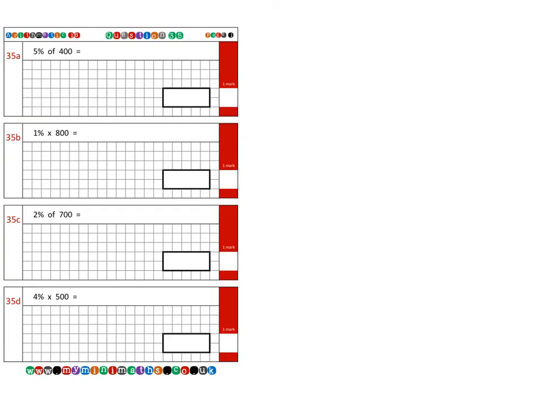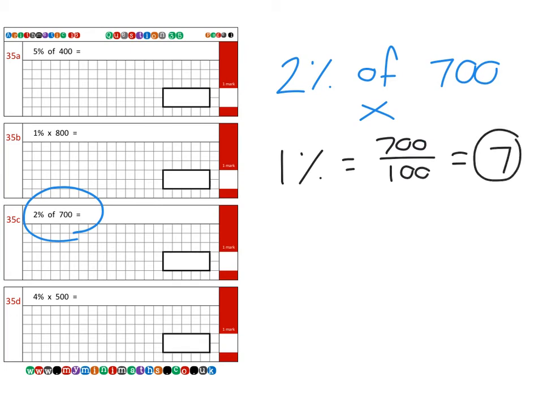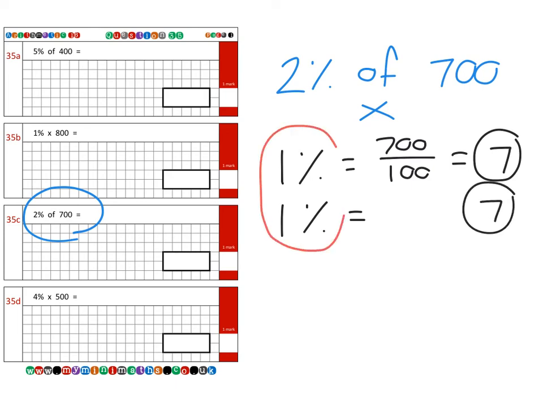And the next question is question 35c. This time we're after 2% of 700. And don't forget, this can also be shown as 2% multiplied by 700. So the first thing we need to do is work out what 1% is, which is 700 divided by 100, which gives us 7. And I know 1% is half of 2%, so 2 1% will give us another 7 here. Now I know there's 2% here, which equals 14 in total.